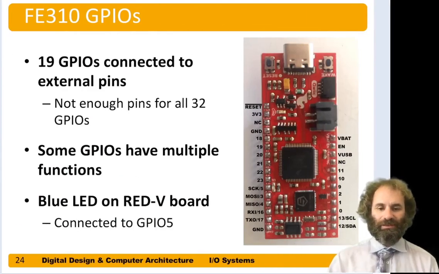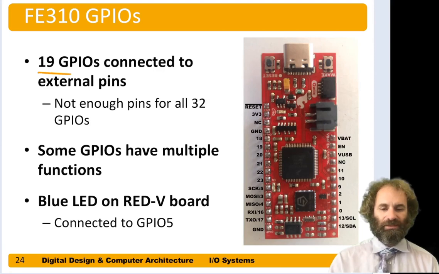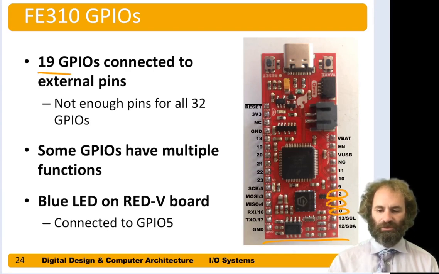So on the FE310 board, there's one GPIO port, GPIO 0, that has 32 bits associated with it. However, our chip doesn't have enough pins to bring out all 32 GPIOs, so only 19 of them are accessible. And on this picture, we see the mapping. Here's pin 0, pin 1, pin 2, pin 3, pin 4, pin 5, and so on.